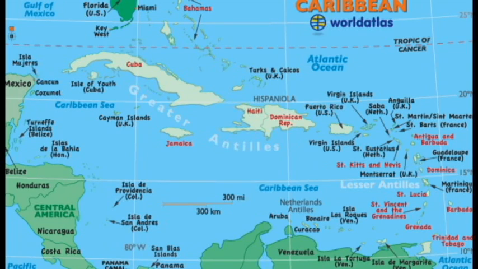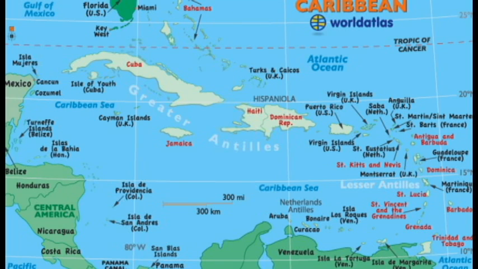Okay, Ms. Reed, what if I were given a question that asks, what is the direction of Jamaica from Cuba? How would I use the compass to help me? In order to tell direction using a compass, you must follow certain steps. Step 1, you asked about Jamaica and Cuba. First, we need to identify the 2 places on the map. In this case, those 2 places are Jamaica and Cuba.